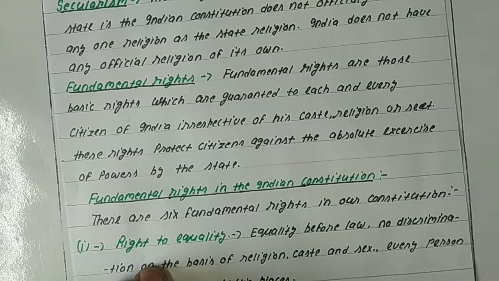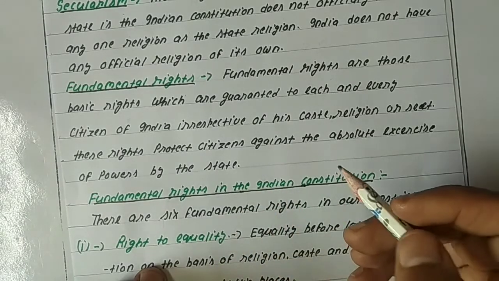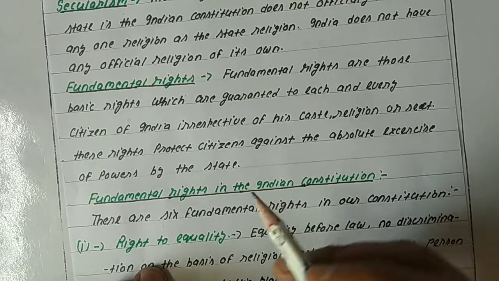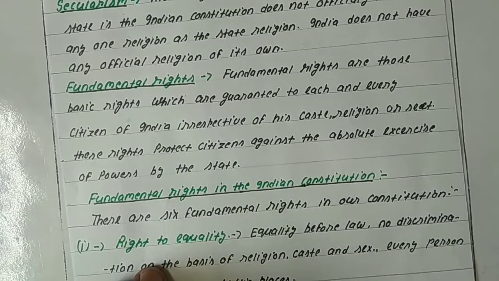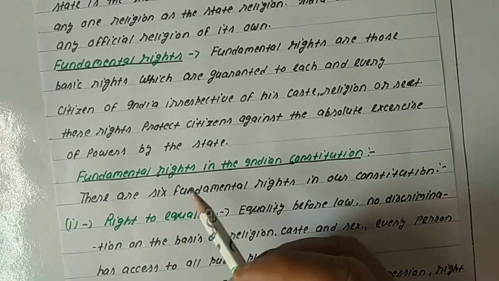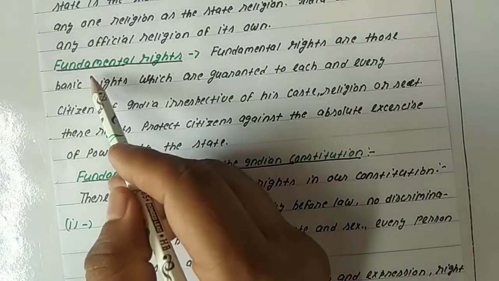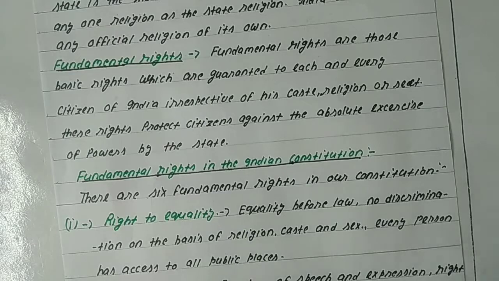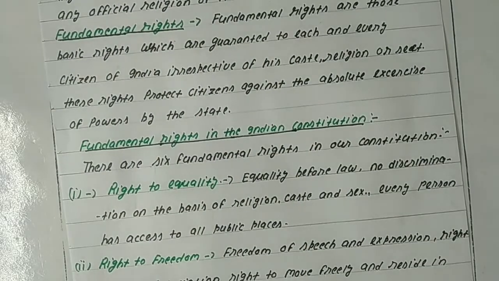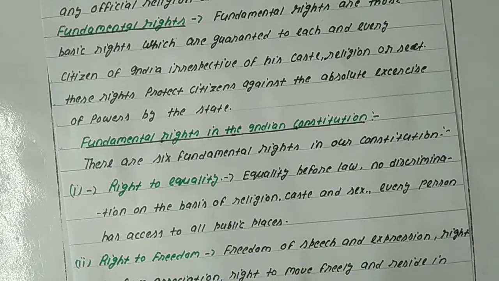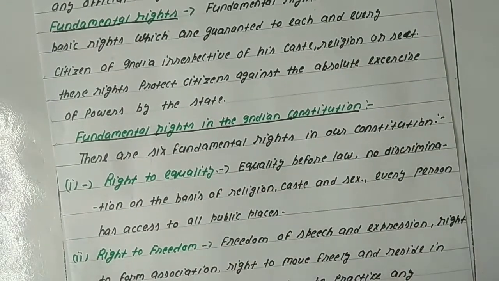Okay, with the help of these rights each and every citizen of India can lead the fullest development of his or her life. Each and every person who is a citizen of India has these fundamental rights. Now we will see the fundamental rights mentioned in our constitution. There are 6 fundamental rights in our constitution.